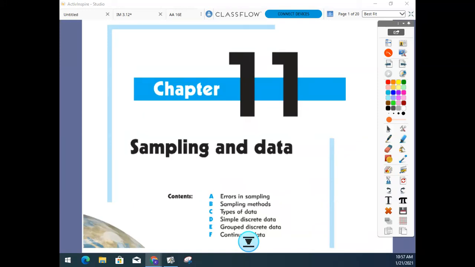Chapter 11 is all about sampling data, and it's a lot of vocabulary. So make sure you understand what each concept is talking about. There's really not a ton of problems. It's more just understanding all the different vocab.